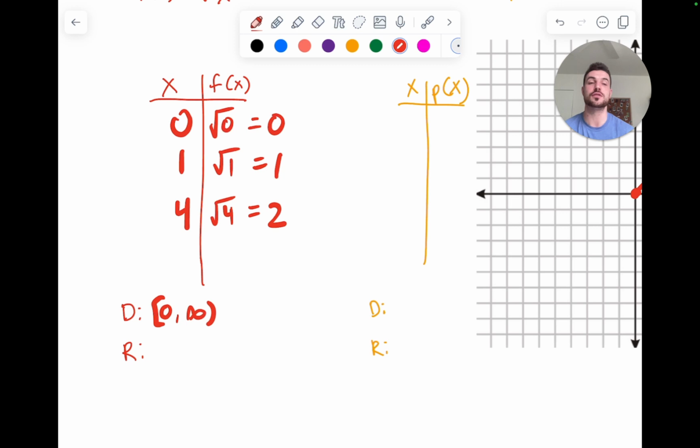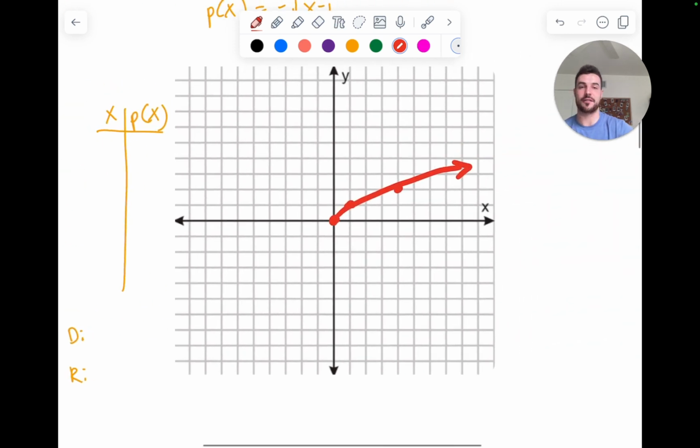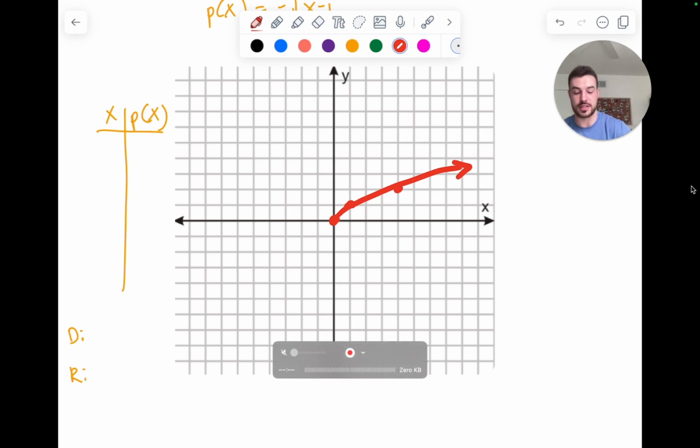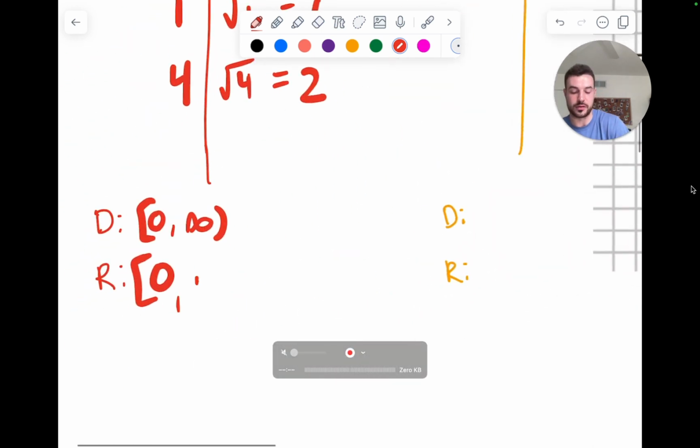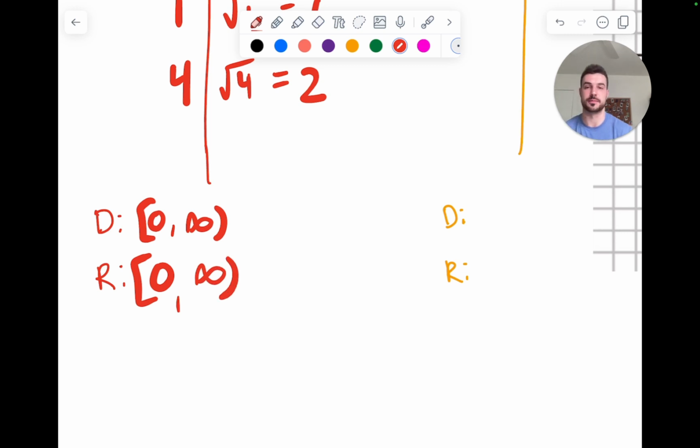Now the range is viewed as how low we are going to go and how high our function is going to go, or what our output values are going to be. Well, the lowest possible value I can plug in is 0, and I got out 0. So the lowest range value I can include is 0. And if we just look at this graph, it's going to the right, but it is also going up. So we are also going to have all positive values to infinity.